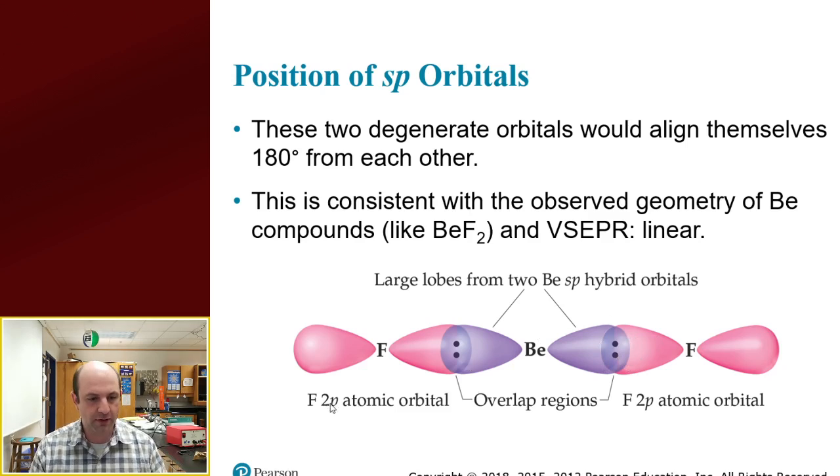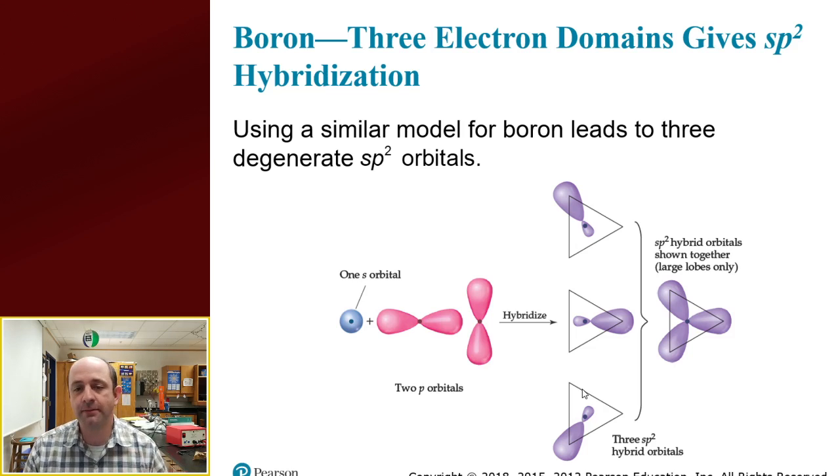Here we go. A 2p from the fluorine, a 2p from this fluorine, and 2 different sp orbitals, one to the left, one to the right. That's how we can get them. We can get a similar idea with trigonal planar. We take the spherical s, the 2s here, but then also take 2 different p orbitals, one pointing one way, one pointing 90 degrees.